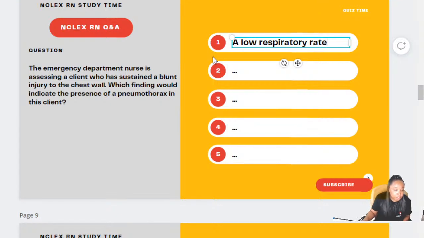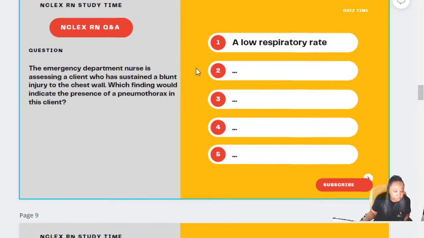The first one says a low respiratory rate. Will you see a very low respiratory rate in a patient that has a pneumothorax? We don't know yet. Let's go to the next one.